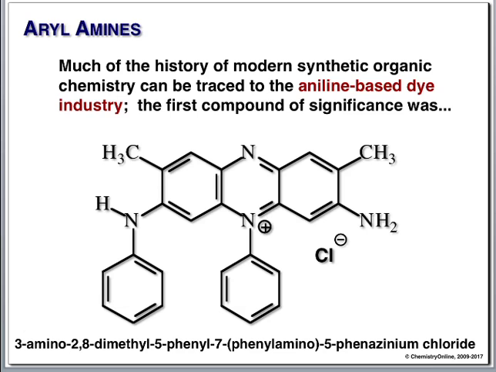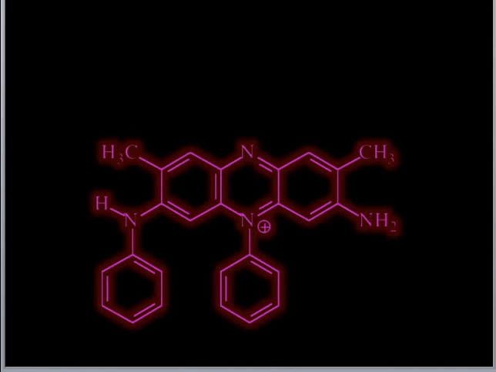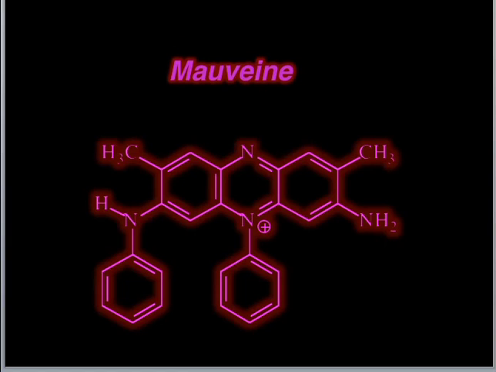3-amino-2-8-dimethyl-5-phenyl-7-amino-phenylamino-5-phenazonium chloride. So this stuff. What was unique here was this was bright purple, had the name mauvine. It would dye cotton, and it turned it nice and purple. In those days, there was no way to do common dyes. You had to use natural stuff.